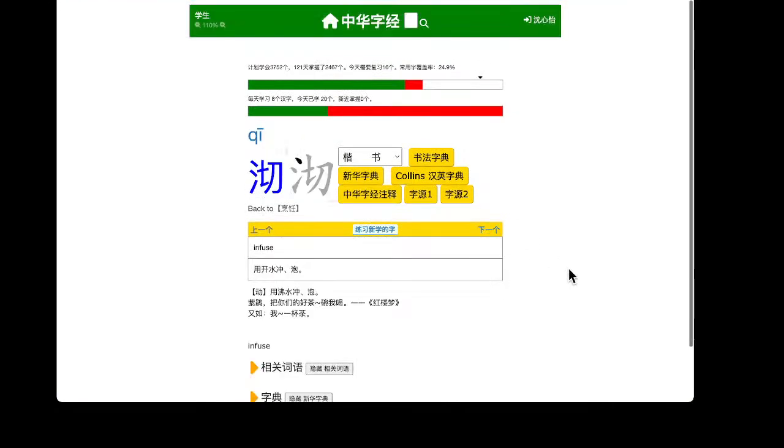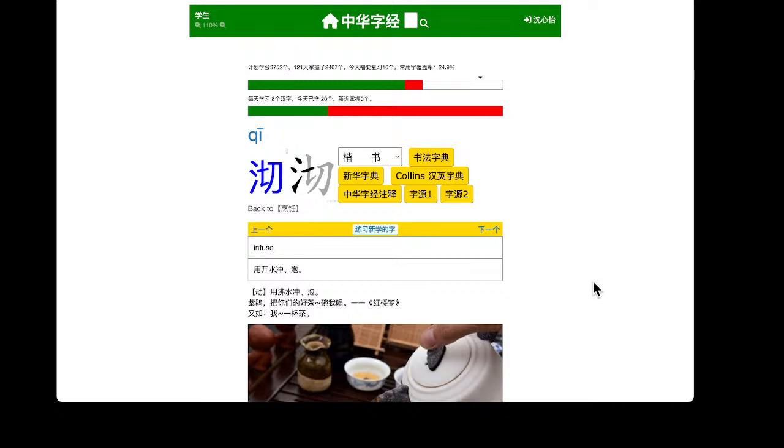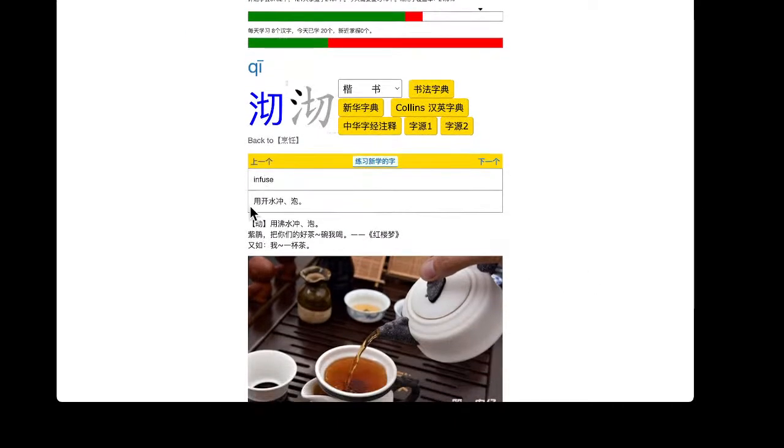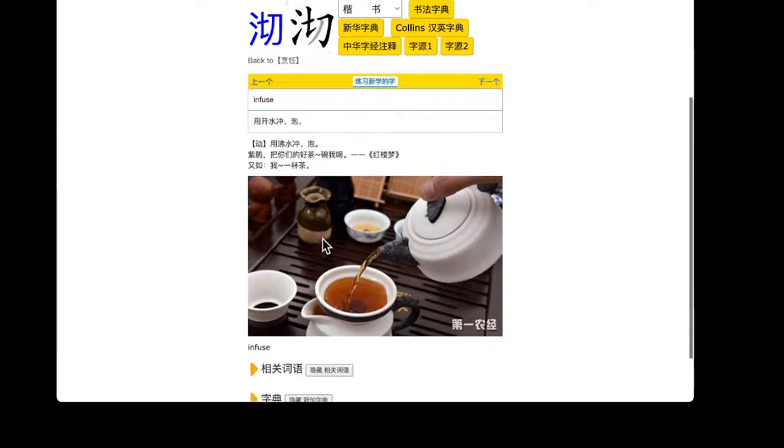Next one, 沏. 沏茶. This one is very easy. It only has one meaning, which is to use boiling water to prepare tea. It's called 沏茶, just like that.